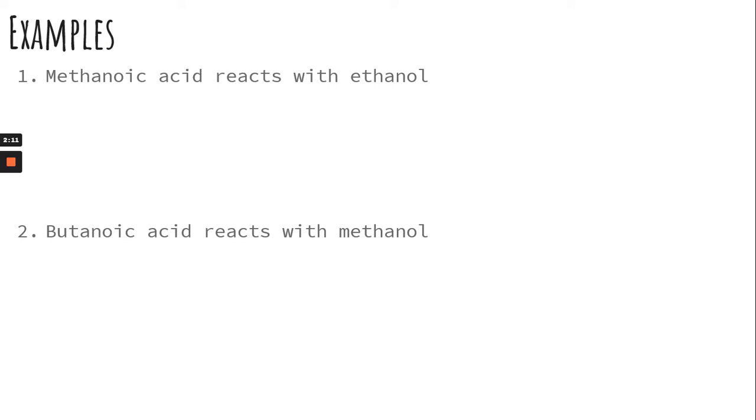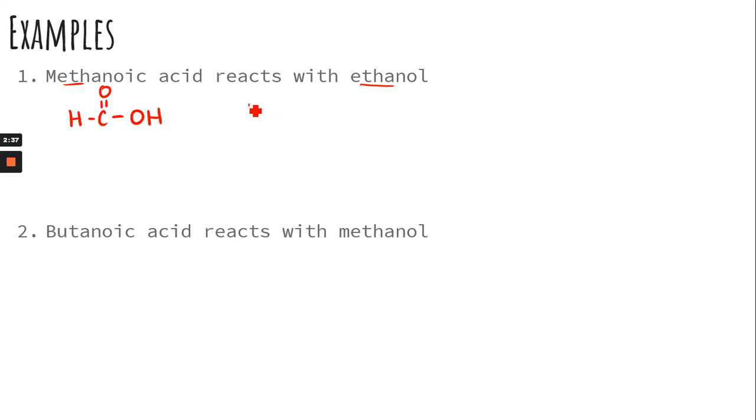So let's work 2 examples out to see if we can do this. I'm going to draw out the structure so I can show you what's happening. So methanoic acid, meth means you have 1 carbon, and then anoic acid means it's a carboxylic acid, so we have the double bonded oxygen and then the OH group.